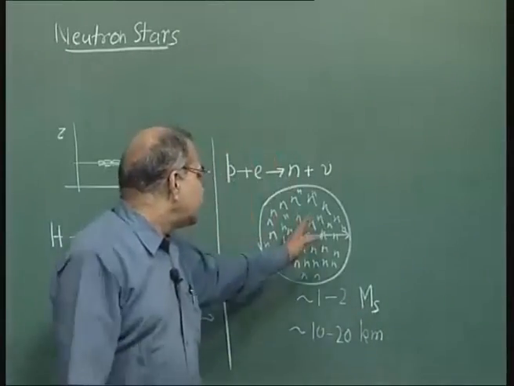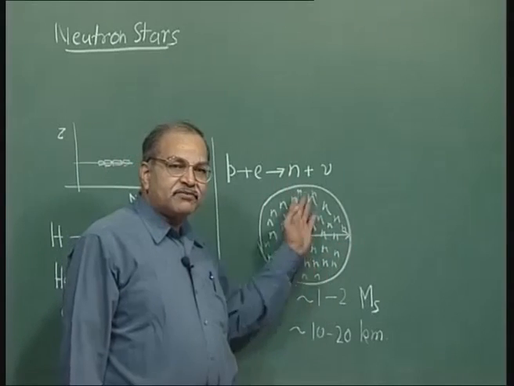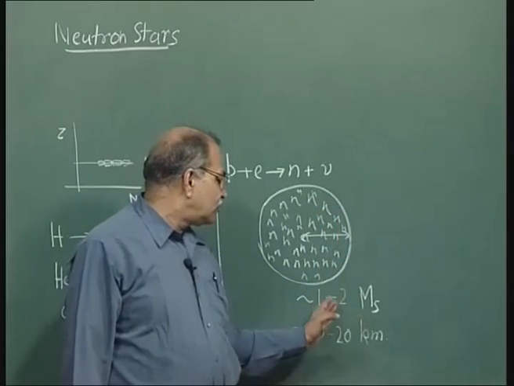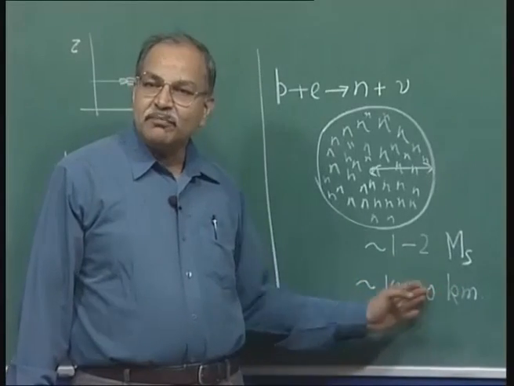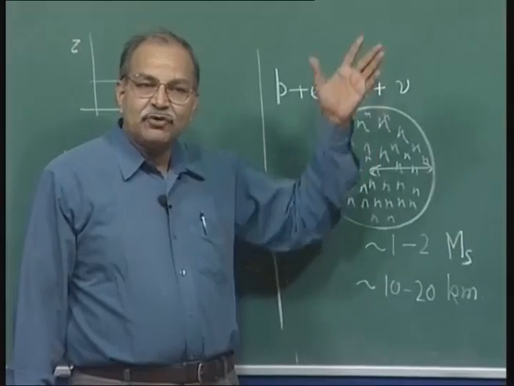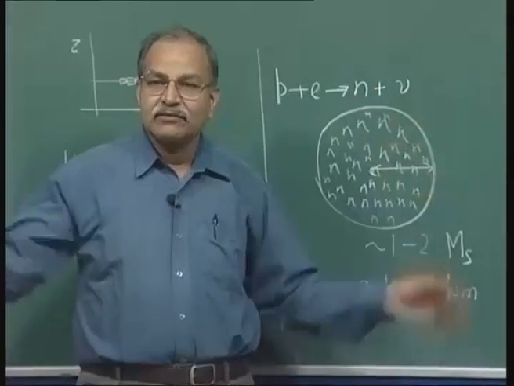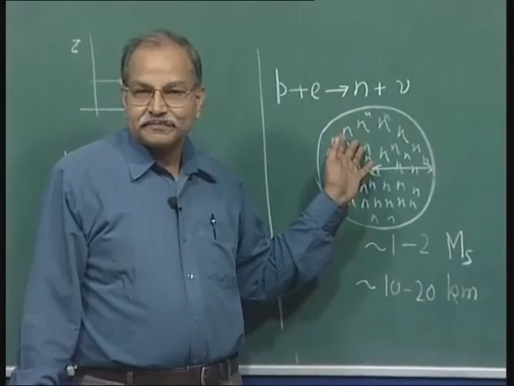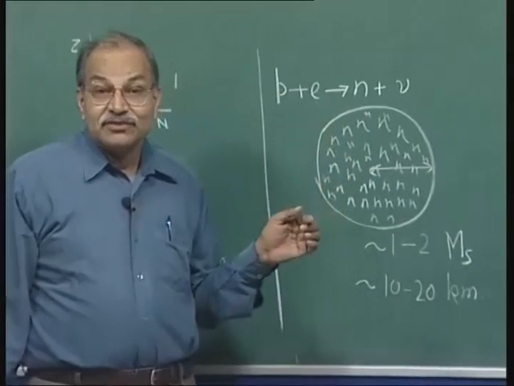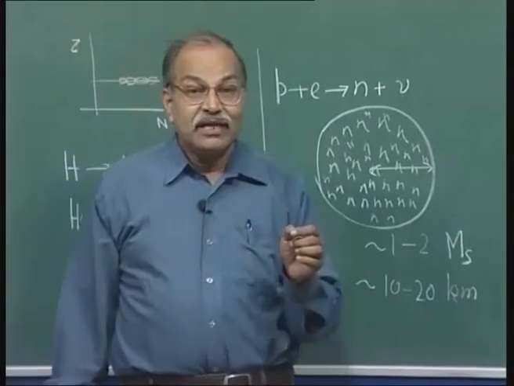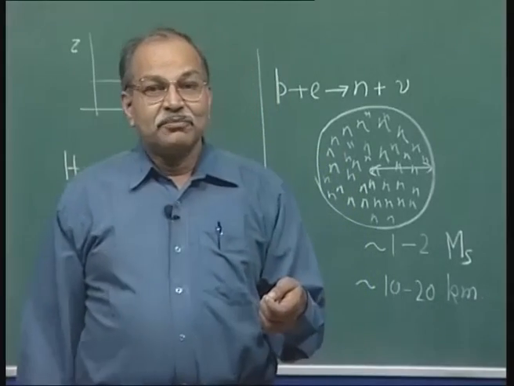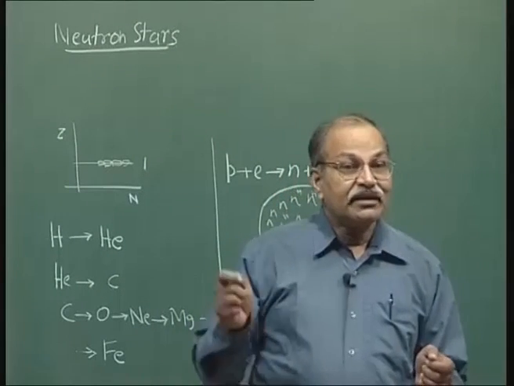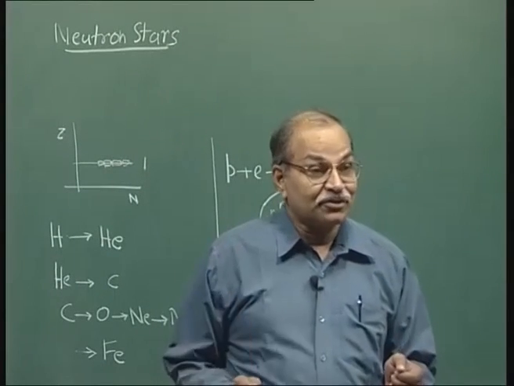These many neutrons, some 10 to the power 55, 56 neutrons, are packed into a volume of a few kilometers, whereas if you look at the sun, it is thousands of times bigger in size. That is because of gravitation. So, gravitation is playing a big role, and if gravitation is playing a big role, maybe when we consider binding energy, we have to consider gravitational potential energy also.